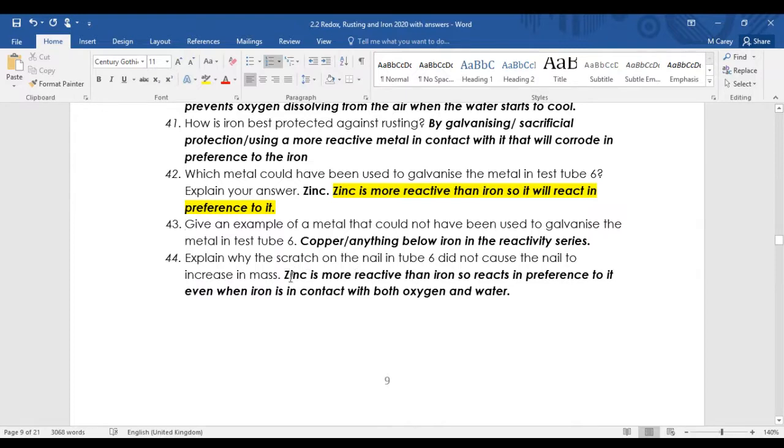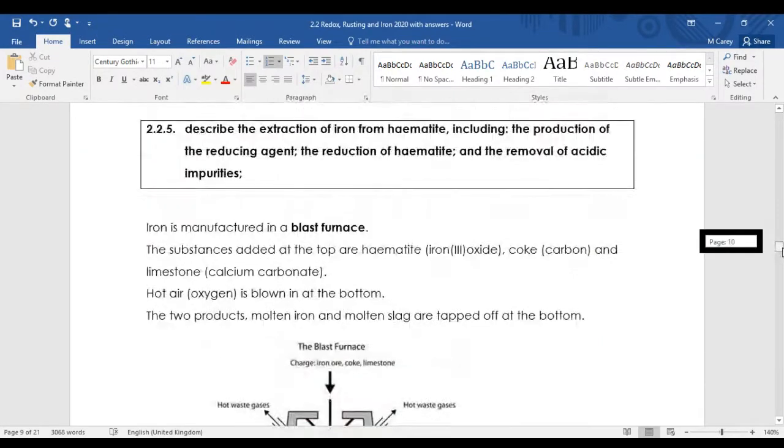And why did they scratch the nail? That's the joy of sacrificial protection: you don't need to coat the entire material in the more reactive metal, it just has to be in contact with it. So even if you have a scratch or a break anywhere and the iron is exposed, it will still not rust. Okay, so we're going on now. As I say, you can check those answers yourselves. They're all on the classroom if you want to go back and check anything that's on there.